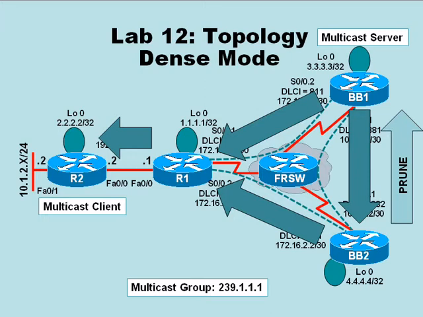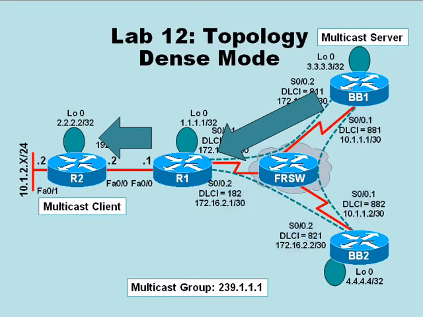And by the way, router R1 is also going to send a prune up to BB2 because it no longer wants to receive traffic over its serial 0/0.2 interface. So we send a couple of prune messages, and this is going to prune off a couple of branches in our multicast distribution tree, leaving us with what is called the SPT, the shortest path tree, which in our case is going from BB1 to R1 to R2. That's the most optimal path for this multicast traffic to get from BB1 over to R2.